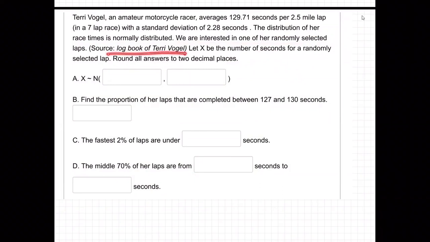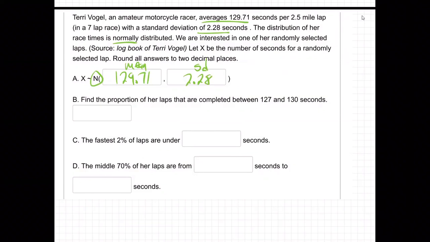This is the logbook of Terry Vogel. Let X be the number of seconds for a randomly selected lap. Round answers to 2 decimals. Okay, so you know how we start. This N stands for normal, normally distributed. We always put the mean here, the standard deviation there. What's the mean? The average is the mean. 129.71. Standard deviation, there, 2.28.